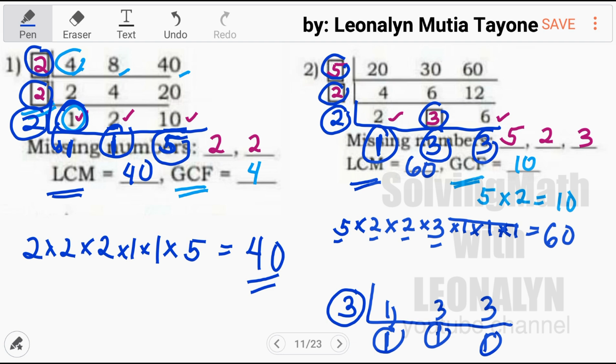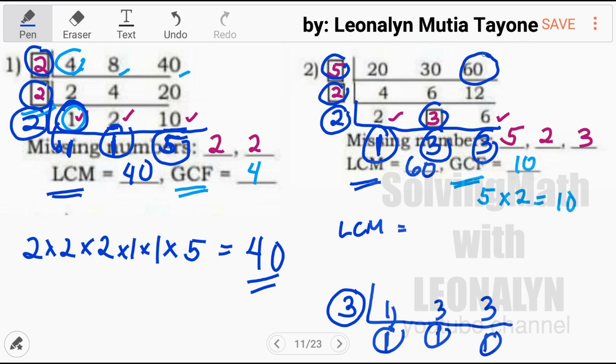To double check, in finding the least common multiple, tingnan natin yung pinakamalaking number dito, ang 60. Ang 60, ma-divide ba sa 30? Yes. Ma-divide ba siya sa 20? Yes. So therefore, ang sagot ay 60.